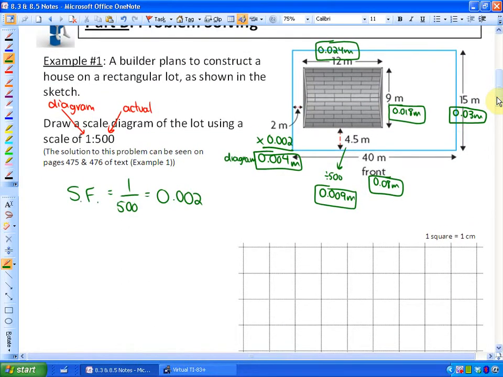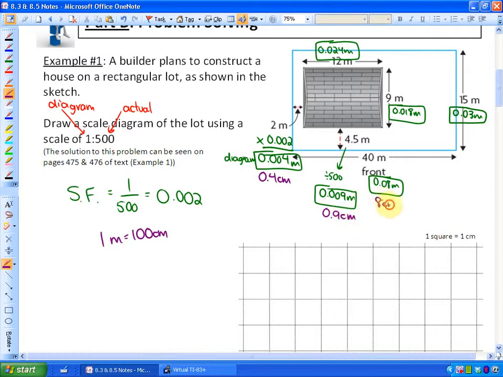Now what we want to do is convert all of these diagram measurements into centimeters. In order to do that, you must know that 1 meter equals 100 centimeters. So if I multiply these all by 100, I will get them in centimeters. So this would be 0.4 centimeters. This would be 0.9 centimeters. I'm just multiplying them all by 100.